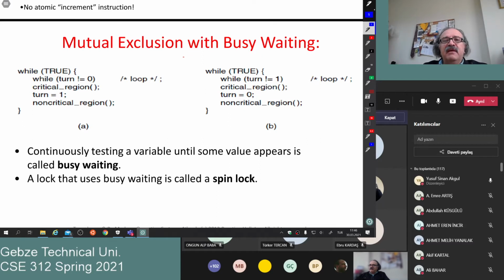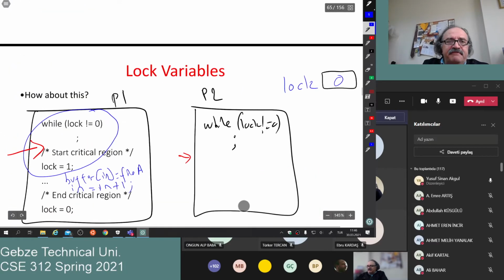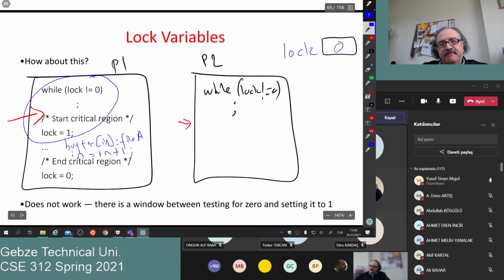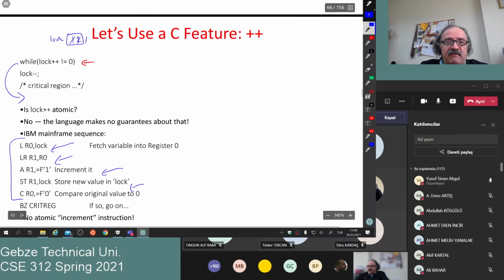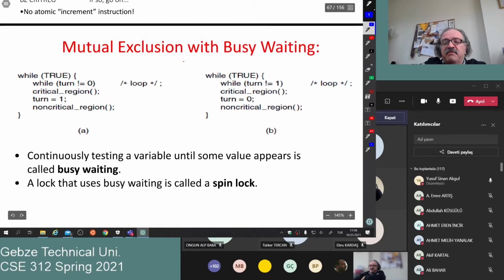Mutual exclusion with busy waiting. Busy waiting means that I am running a loop like this. Busy wait: P1 is busy, but it is waiting for something. Why is it busy? Because it is running a loop. But at the same time, the purpose of this loop is to wait for somebody to make it 1 or 0, sorry. We are going to see this mutual exclusion by busy waiting.